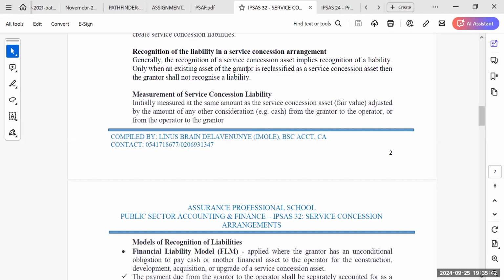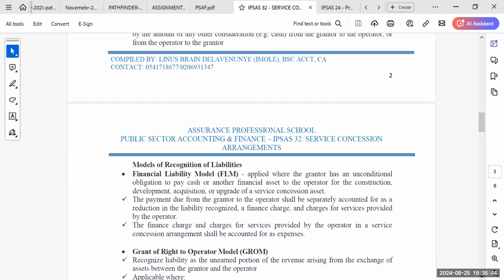And that is what they are actually talking about over there. Let's come to the measurements or the models of recognition of liabilities. We have two models. We have the financial liability model. This is a place where what we have spoken about, the time value of money, is mostly applicable under this financial liability model.